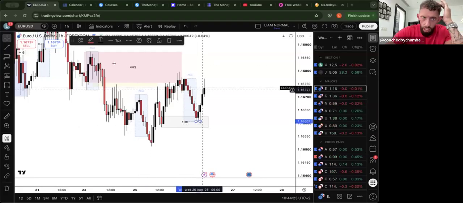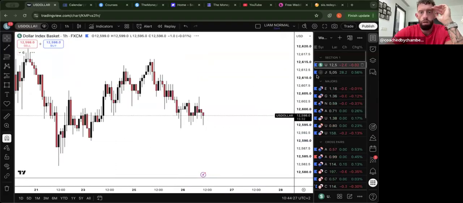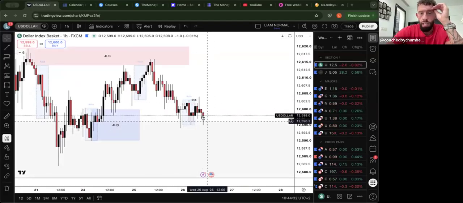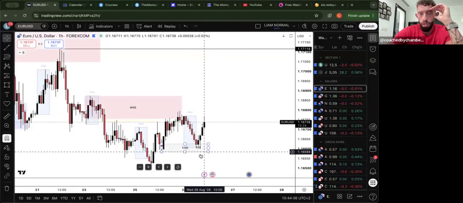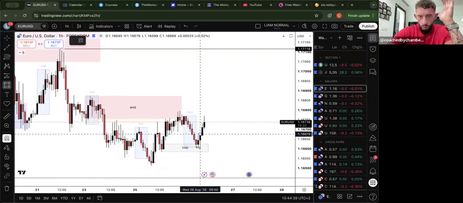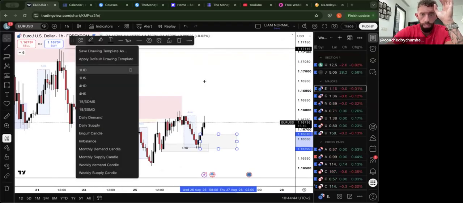Because if the dollar does give us an entry model one, then obviously what we can see is at this moment in time, I don't like it, but if it does give us an entry model one to participate, then we obviously look for the same on here. So depending on what the dollar does, if the dollar is nice, then what I would do is this would open up this area as a 1 hour demand.